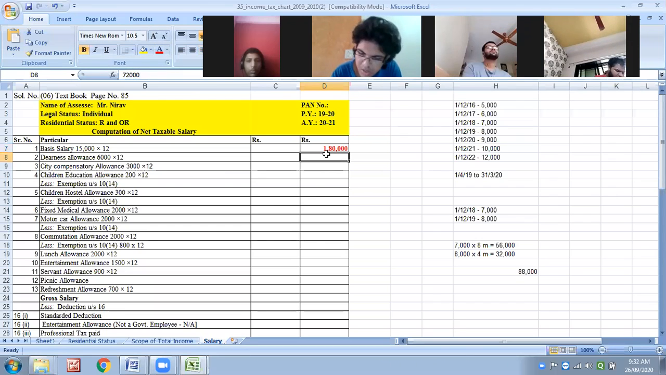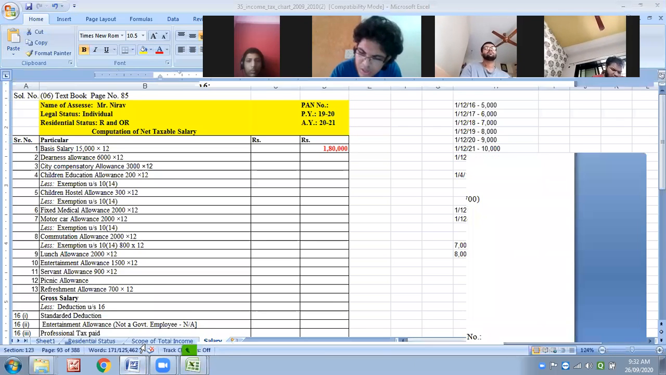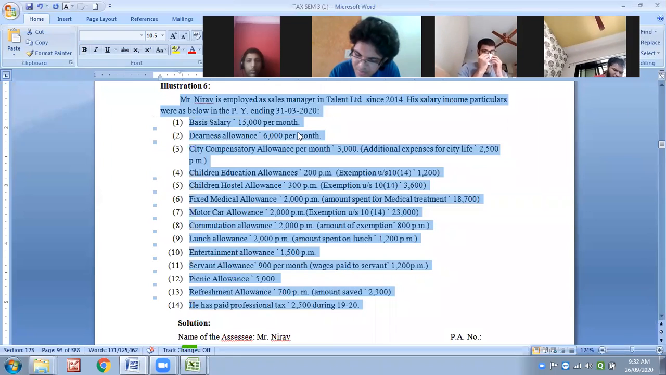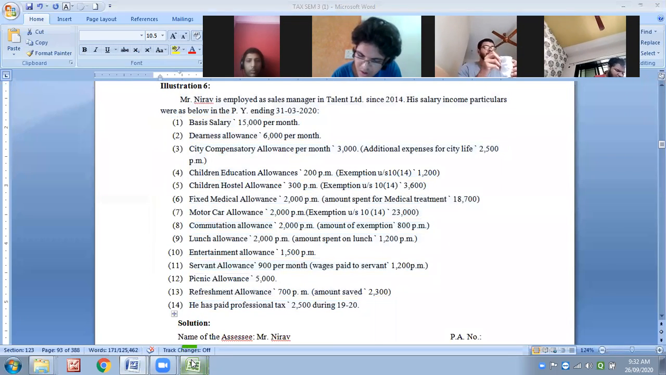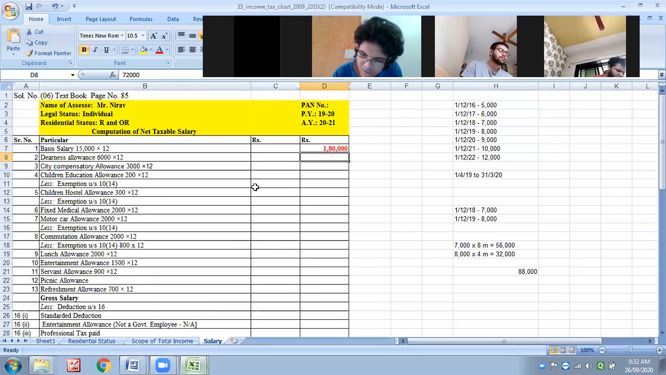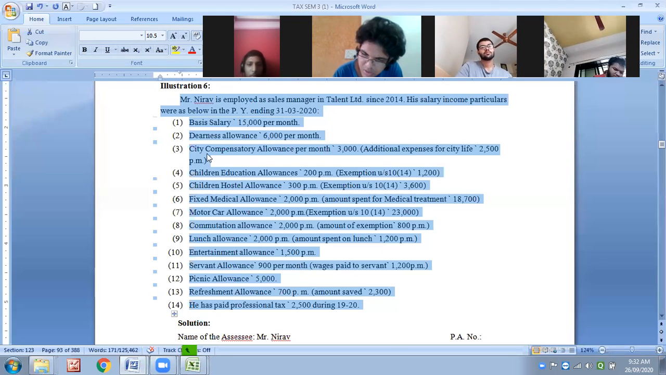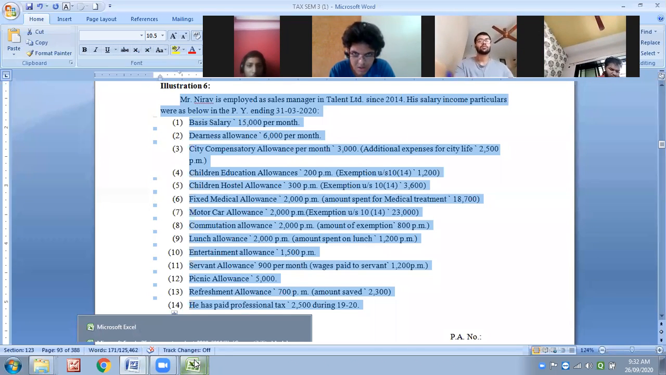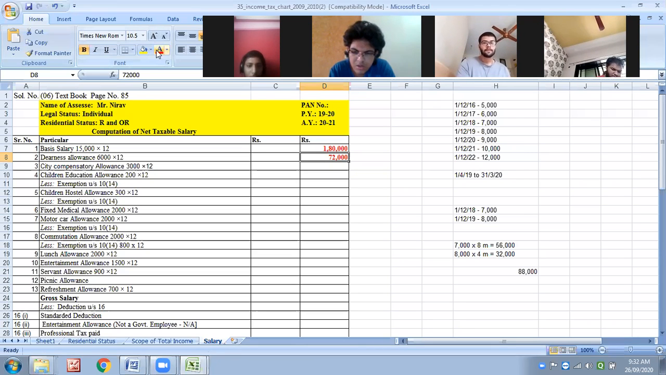Yes, it is. Next one was DA, Dearness Allowance, 6,000 per month. So what will be per annum? Per annum value of DA? Very correct. Thank you, Aditi, Kinjal, Samida, for the right answer. Next, CCA, City Compensatory Allowance, which you have written as taxable, 3,000. So what will be per annum value? Thank you, Kinjal, for the right answer, Aditi. Yes, you all are right. 36,000.